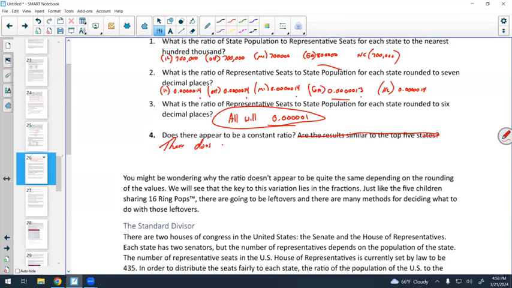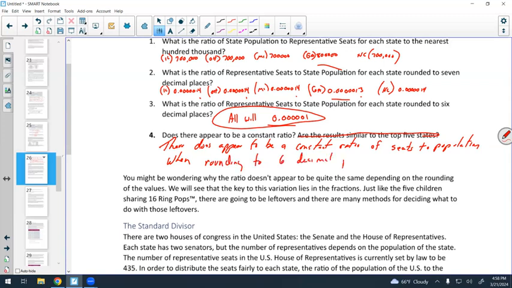And there does appear to be a constant ratio of seats to population, rounding to 6 decimal places.